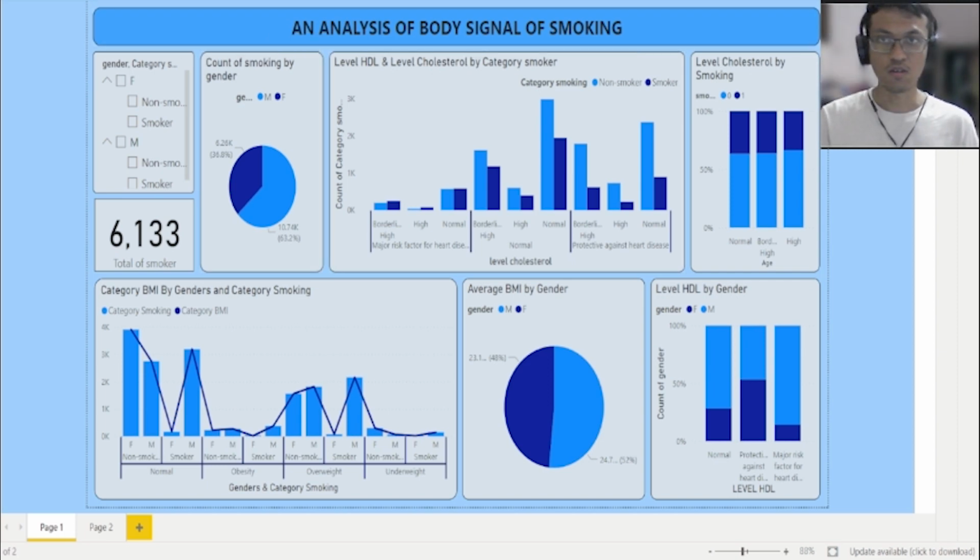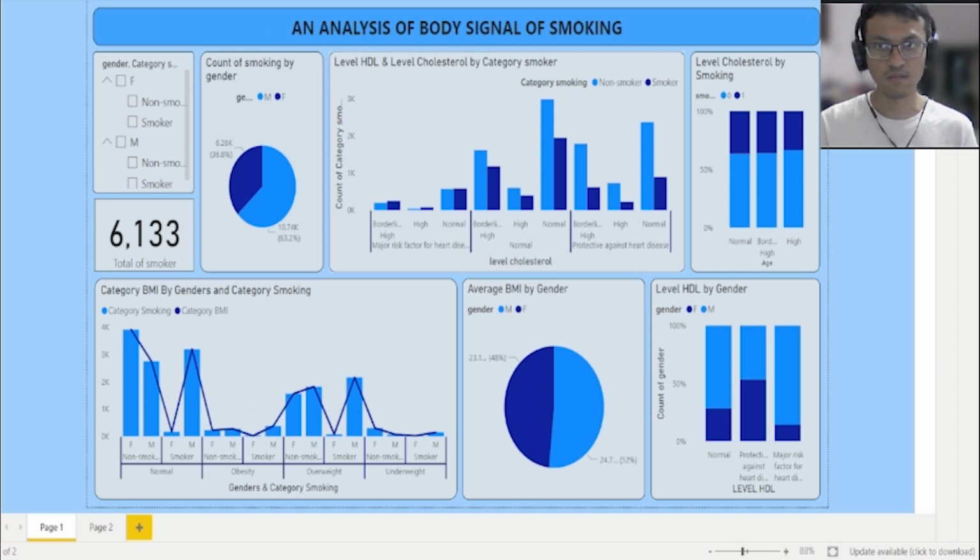For research objective 1, we have to find the effect of HDL level and cholesterol level in the body between smokers and non-smokers. And the questions for the research: does type of gender affect the level of HDL, and does smoking cause a high level of cholesterol?